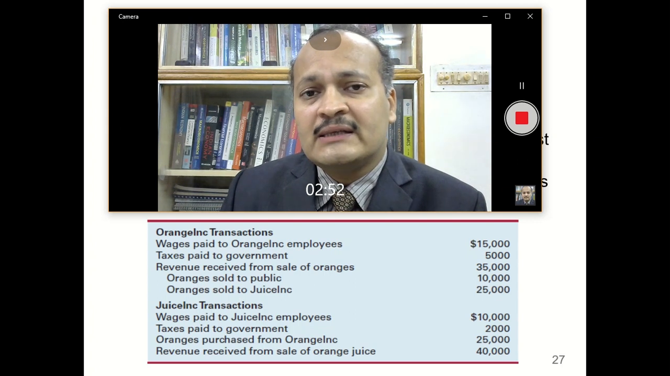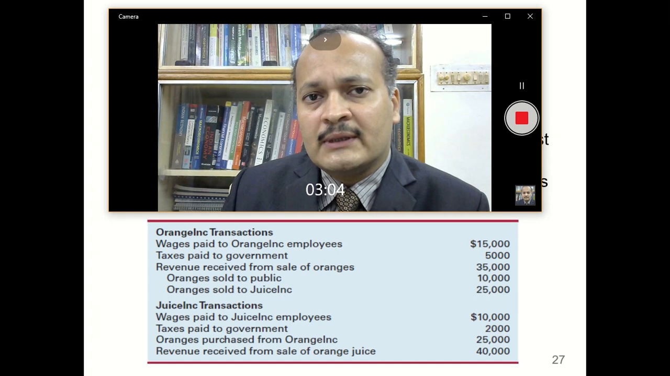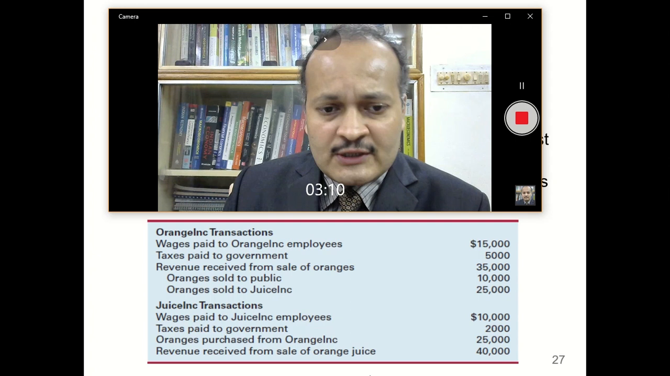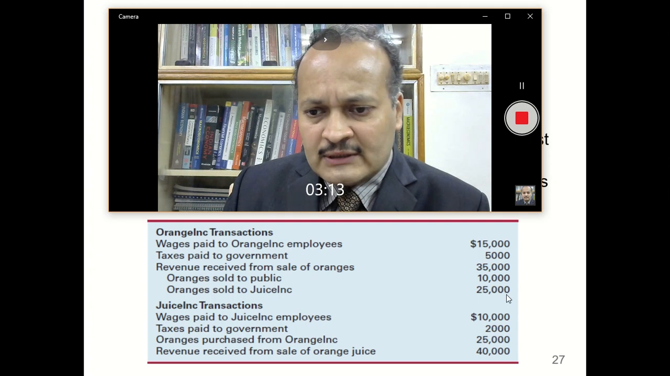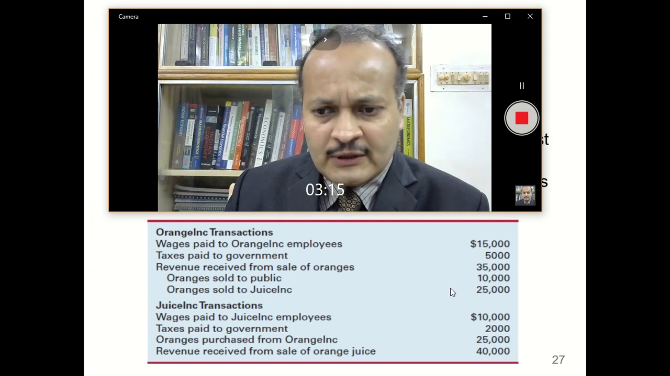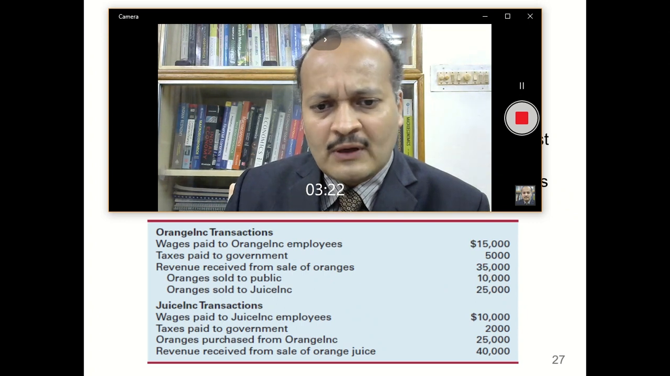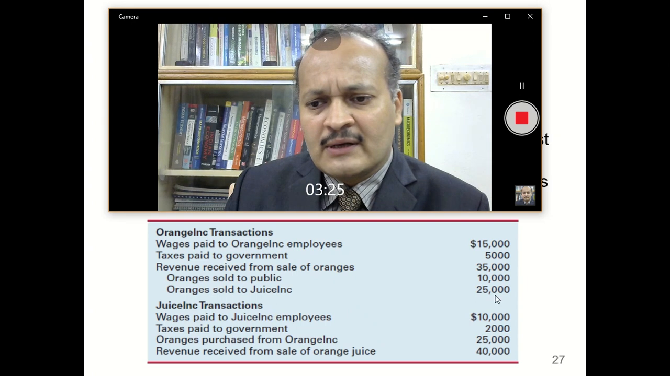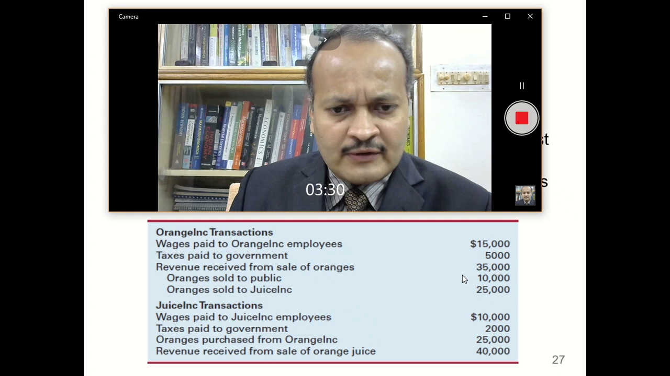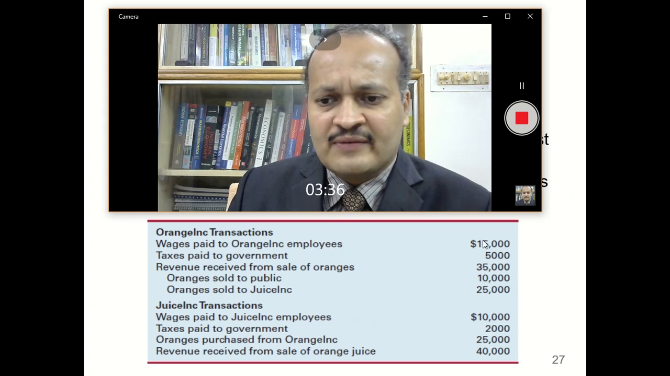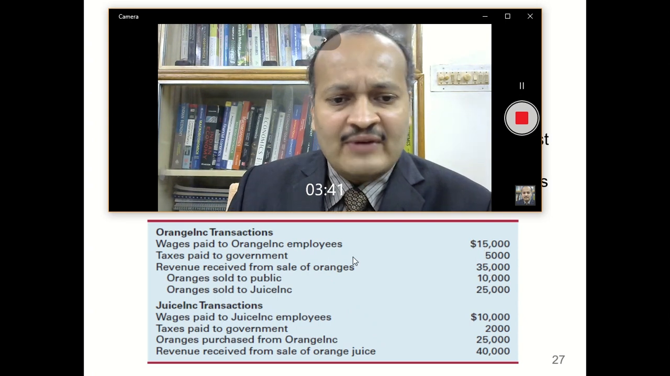Now we can also look at the GDP from the value added perspective in this example. What is value added? Value added is computed as the sell price of goods minus the input purchase price. Let us do that for Orange Ink. The total sales are $35,000, and how much cost is it incurring? It is not incurring any cost because the cost of raw material for it is not given, so we assume it to be zero. So $35,000 minus zero is $35,000 worth of value added by Orange Ink.